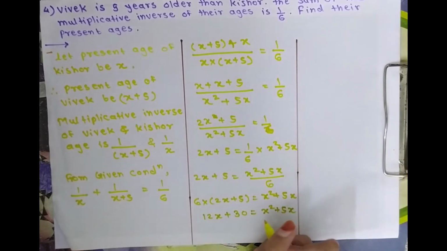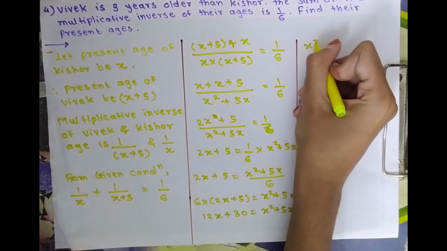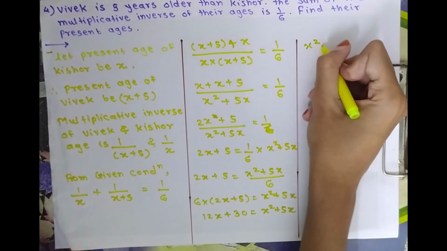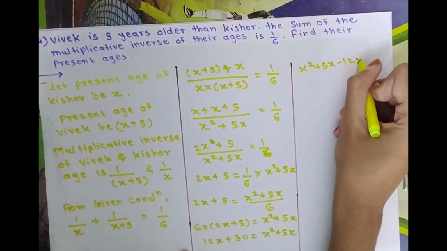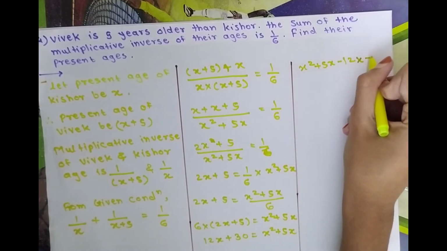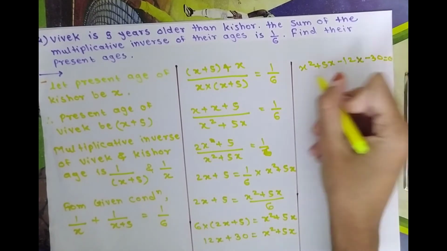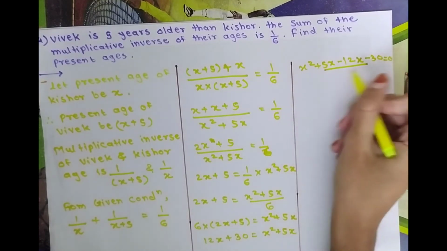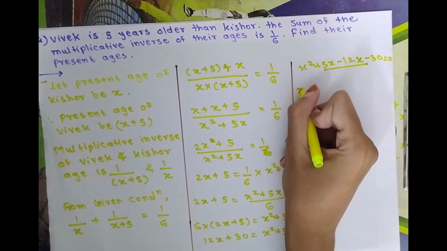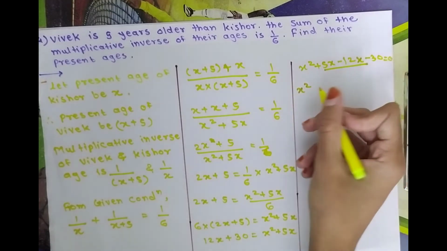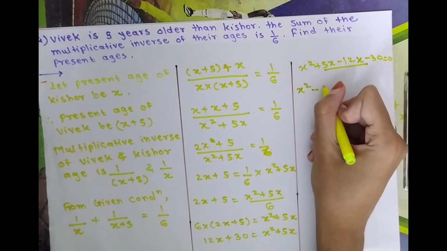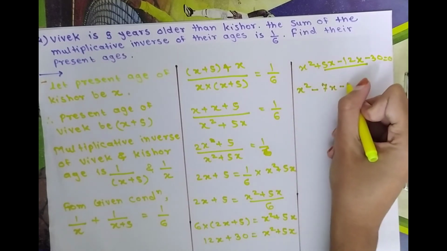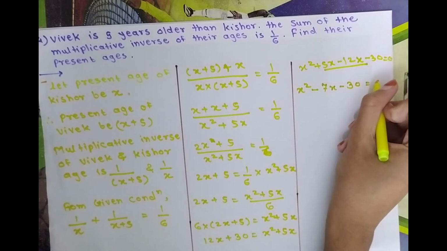Now this all goes on here. So x square plus 5x, this plus minus 12x minus 30 is equal to 0. Now this plus minus is minus. So x square, 12 minus 5 is 7. 7x minus 30 is equal to 0.